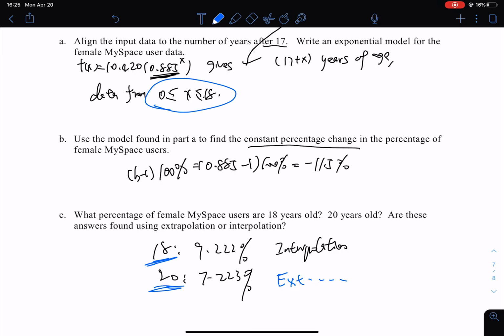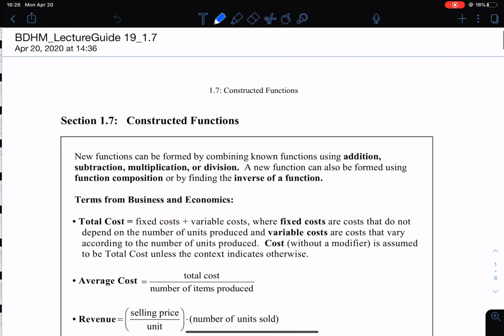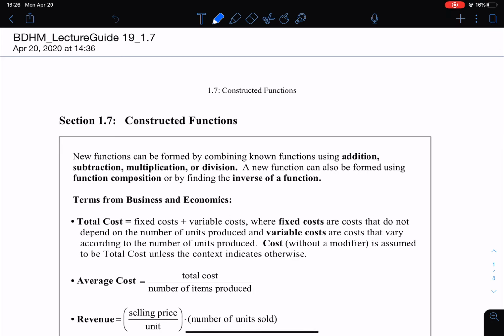This is section 1.5. And next, let's try to finish section 1.7, and we will go back to section 1.6 later. Section 1.7, constructed functions. New functions can be formed by combining known functions using function addition, function subtraction, function multiplication, or function division. A new function can also be formed using function composition or by finding the inverse of a function.